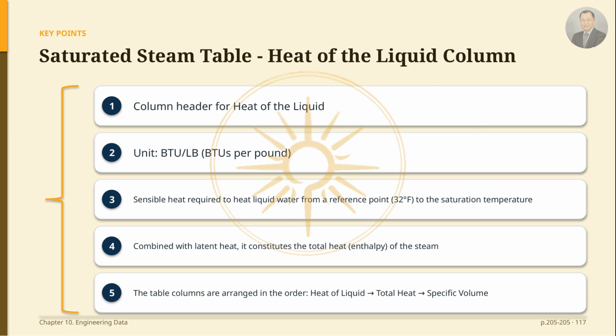This part introduces the heat of the liquid. The heat of the liquid is measured in BTU per pound. This value represents the sensible heat, the heat that is explicitly observable, required to heat the liquid from a reference temperature of 32 degrees Fahrenheit up to the corresponding saturation temperature. Adding the latent heat we saw earlier to this heat of the liquid gives the total heat. In the table, the total heat follows the heat of the liquid, followed by the specific volume, so that by looking at a single row, you can understand all the thermal properties at that pressure.